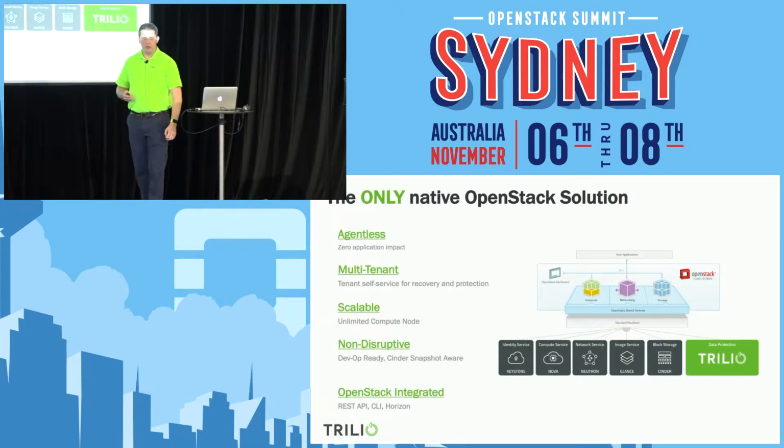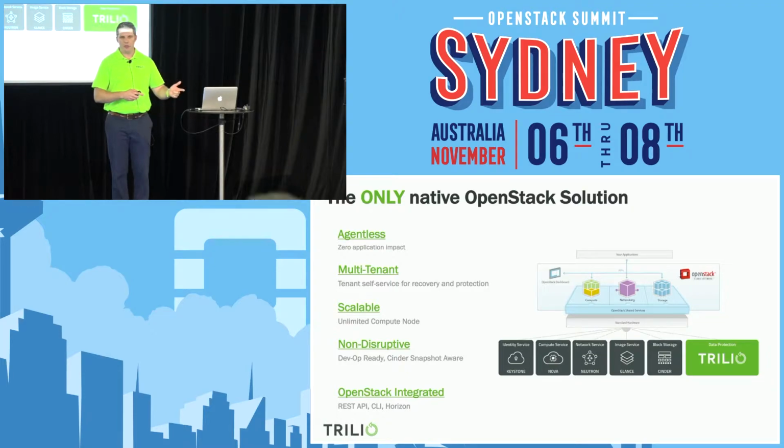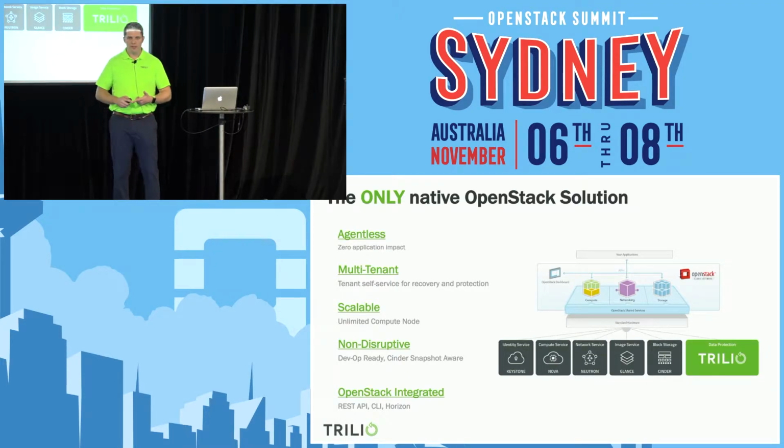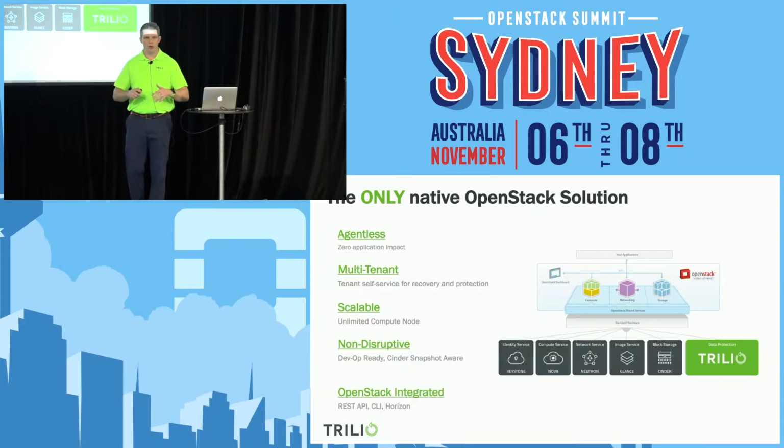So that's where Trilio comes into the picture. All those cloud attributes are what we've built into our product, okay? So we are agentless, so we are zero impact to your cloud. No restarts, no reboots, no shutdown of any OpenStack service. You deploy us seamlessly, and you're off to the races.